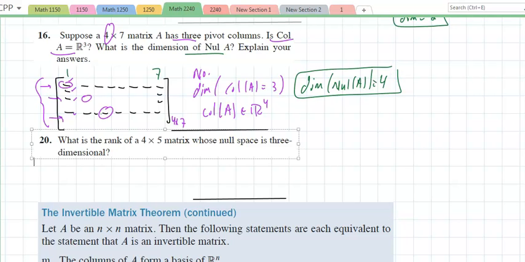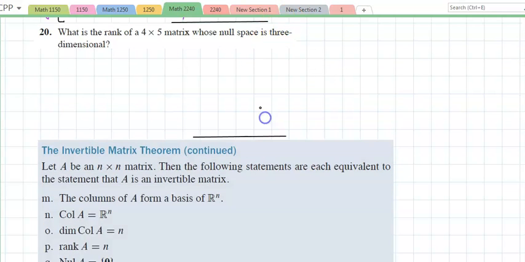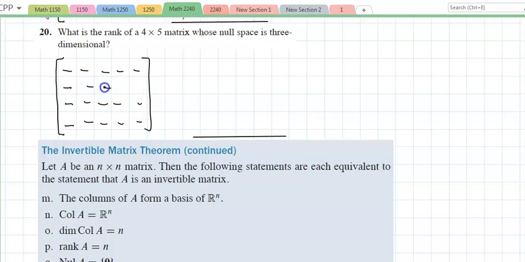And to get number 20, let me see. Yeah, I'm going to make some space as well. A bit of space, and again, a rough sketch. 4 by 5. Probably that's the best way to do it. Each of those vectors is in R4, and we have 5 of those. We have 5 variables. It says, what is the rank of a 4 by 5 matrix whose null space is 3 dimensional?